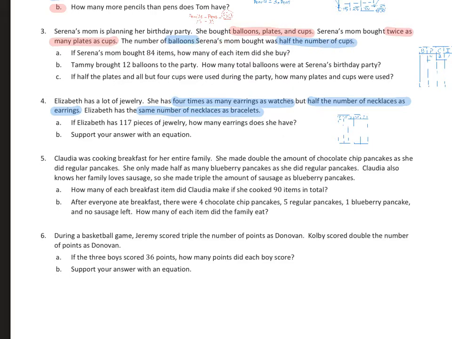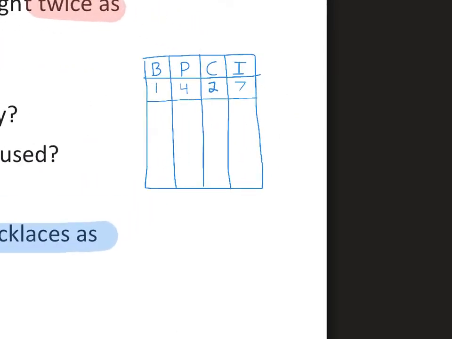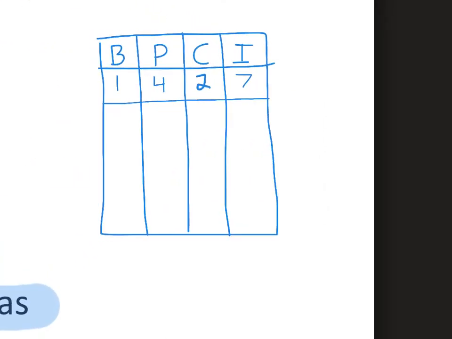So I made a table, and here's what I came up with. The first thing I did was draw my little rectangle, and then I thought, okay, what am I going to have to chart? Well, I have balloons, plates, cups, and then the questions are about items. So I did an I, so all of these are items. So I did 4 columns.